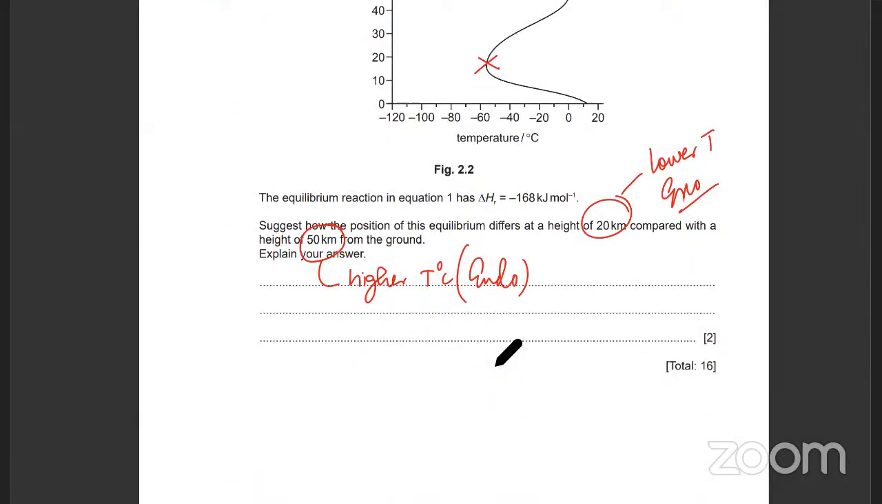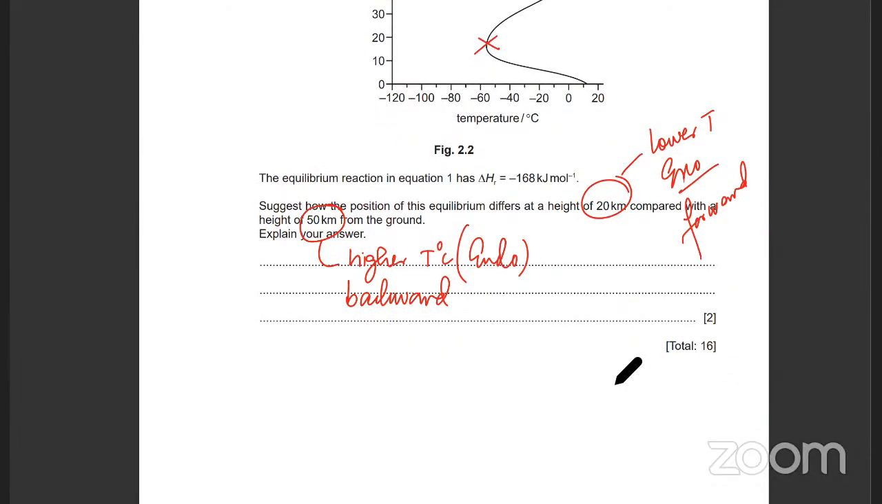So we'll come back to this. Endo is the backward one. So over here, the backward reaction would be favored. And exo is the forward one. So in this case, the forward reaction would be favored. And you can talk about the equilibrium position moving to the right, and the equilibrium position moving to the left as well. Okay, clear? Yes, sir.